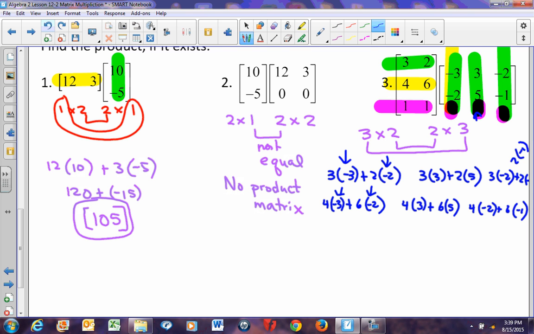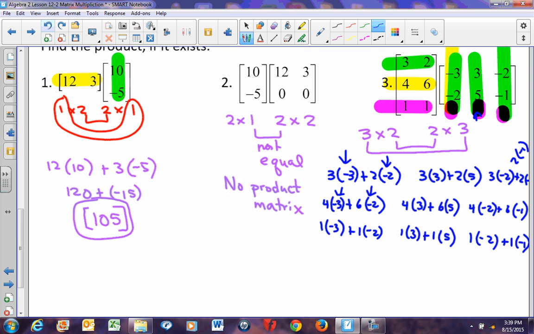All right. So then we're going to do 1 times negative 3 plus 1 times negative 2. In the middle column, it's going to be 1 times 3 plus 1 times 5. And in the last column, 1 times negative 2 plus 1 times negative 1. Now we have to add those all together.